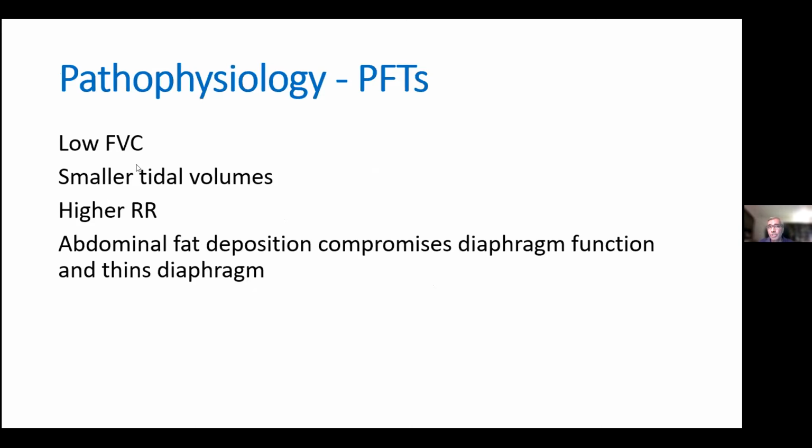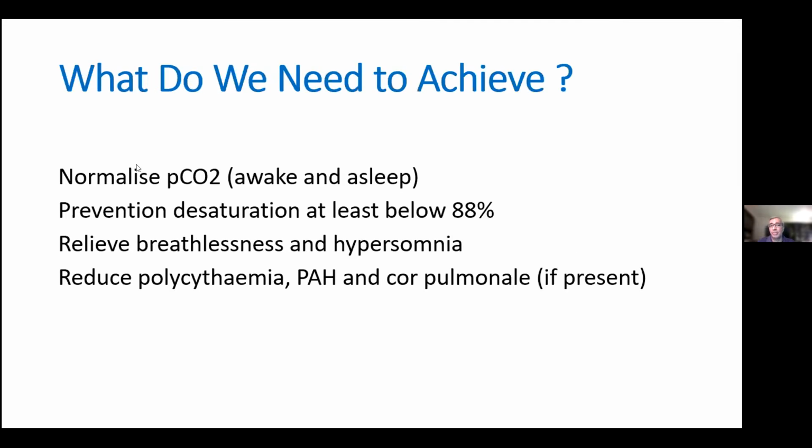What are the lung functions like? So when this patient comes in with a low saturation, you're not going to get obstructive airway disease if they have classical OHS. Low vital capacity, these are obese patients. Small tidal volumes, you will notice when they do their volume time curve. Higher respiratory rate. And abdominal fat deposition compromises diaphragmatic function and therefore thins the patient's diaphragm.